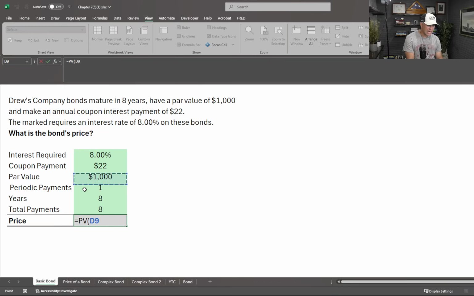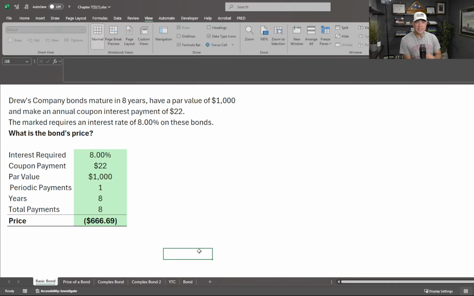The first thing we want to look at is the rate. Now this is an annual payment, therefore the interest is annual. So that's what we want. Next is the total number of payments. Next is our PMT, which is the coupon payment. And then last is the par value. Plug it in. So what it's saying is if I require 8%, the most I'm willing to pay is $666.69 if I require an 8% return.